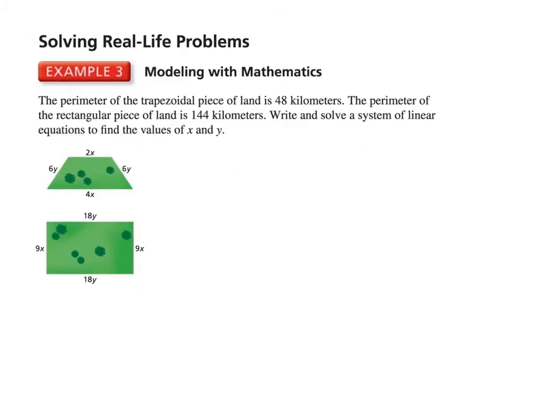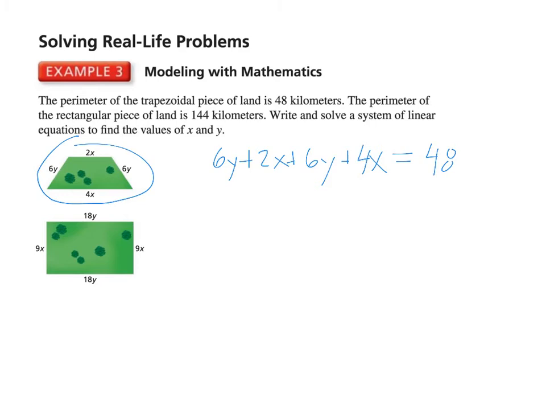All right, example 3, modeling with mathematics. The perimeter of the trapezoidal piece of land is 48 kilometers. The perimeter of the rectangular piece of land is 144 kilometers. Write and solve a system of linear equations to find the values of x and y. Here's my trapezoid, and perimeter is just adding up all the side lengths. So I have 6y plus 2x plus 6y plus 4x, and it tells me that all those together should add up to 48.